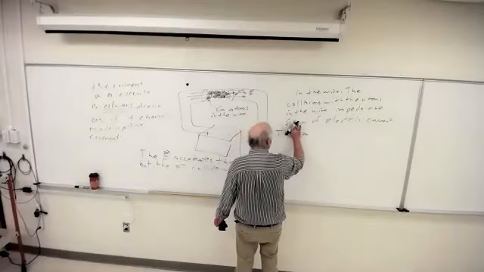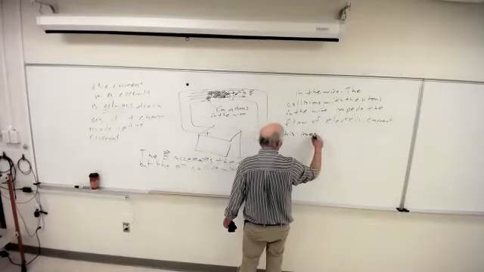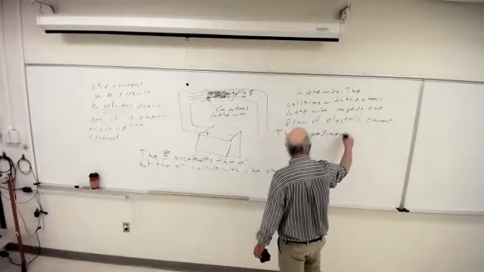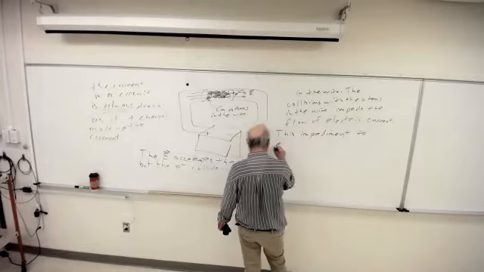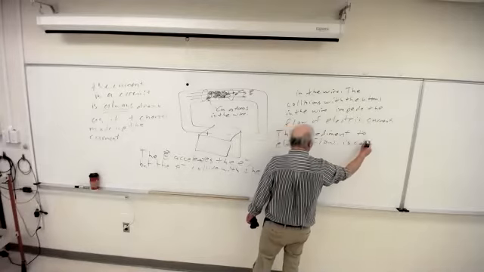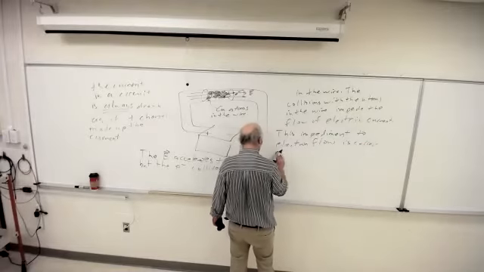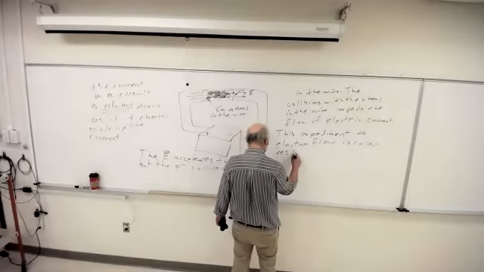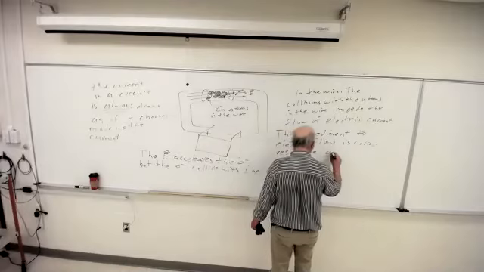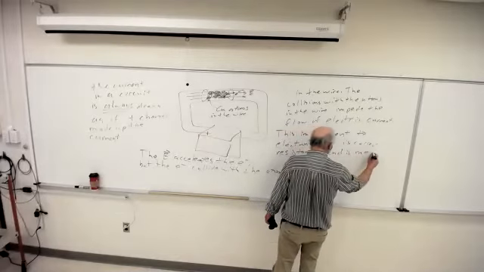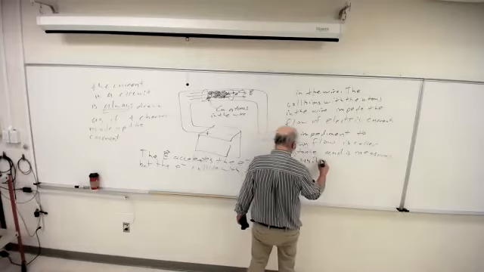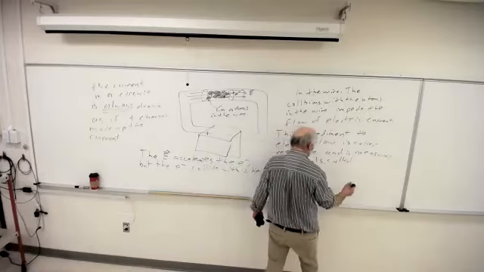This impediment to electron flow is called resistance, and is measured in units called ohms.